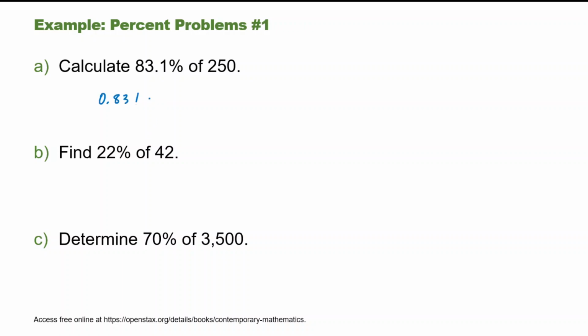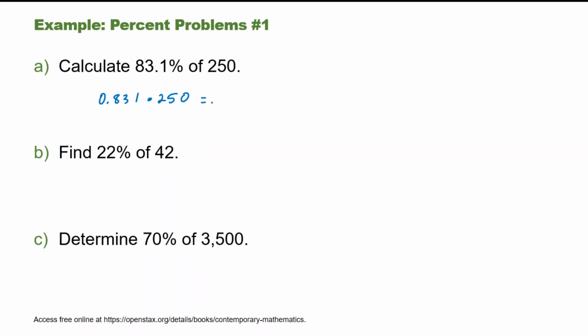0.831 times 250. But wait, where did 0.831 come from? Well, remember that 83.1% is 83.1 divided by 100, which is where I got that value from. Or you could see this as moving the decimal 2 places, 83.1 being 0.831.